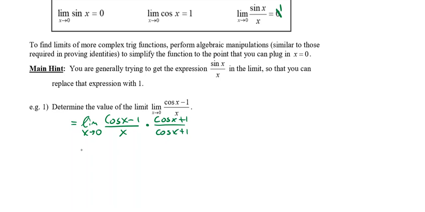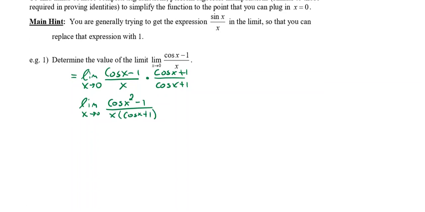All right. So then that would be the limit as x approaches 0 of, and if you expanded that all out, like FOILed the whole thing, we would get (cos² x minus 1) over x times (cos x plus 1). All right, so what did that do for us?